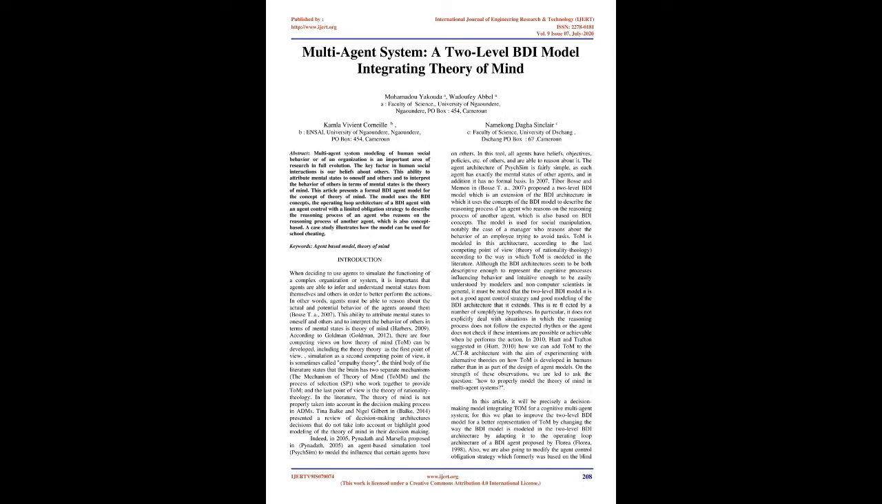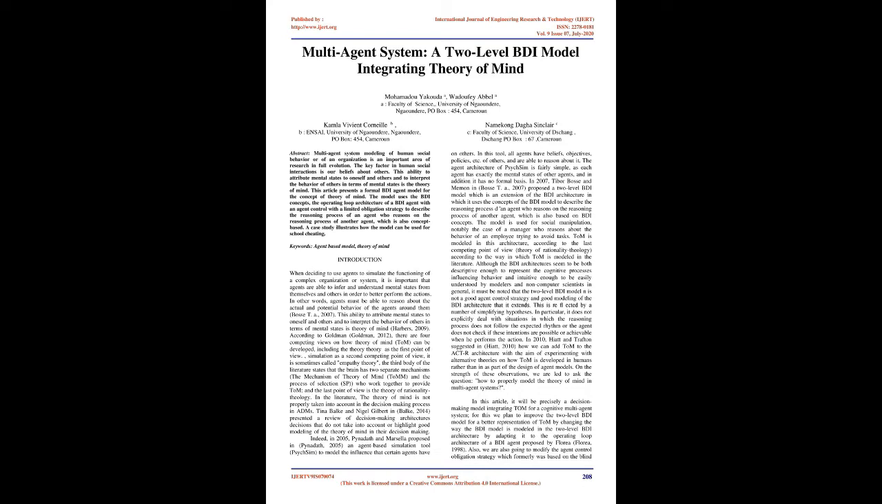Introduction. When deciding to use agents to simulate the functioning of a complex organization or system, it is important that agents are able to infer and understand mental states from themselves and others in order to better perform the actions. In other words, agents must be able to reason about the actual and potential behavior of the agents around them. BDI, 2007. This ability to attribute mental states to oneself and others and to interpret the behavior of others in terms of mental states is theory of mind.